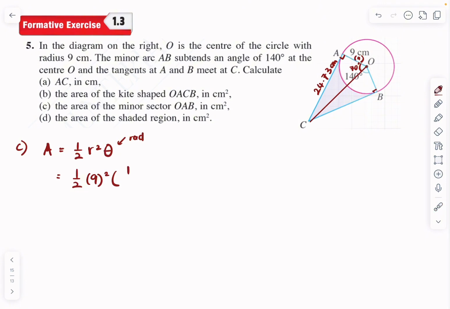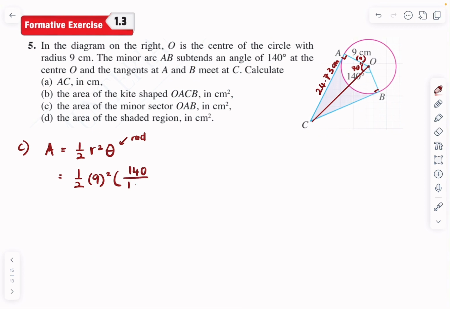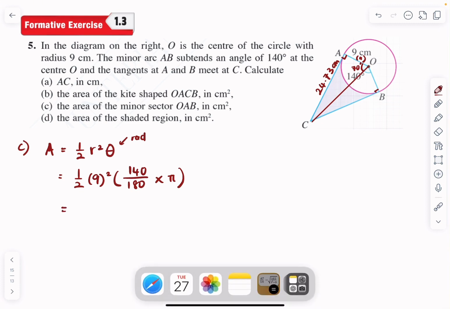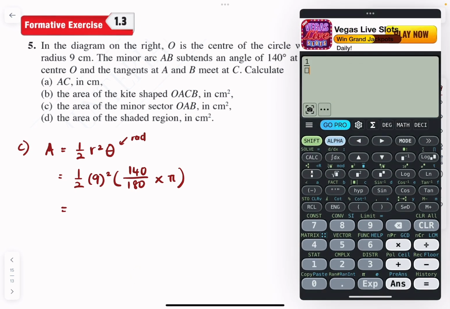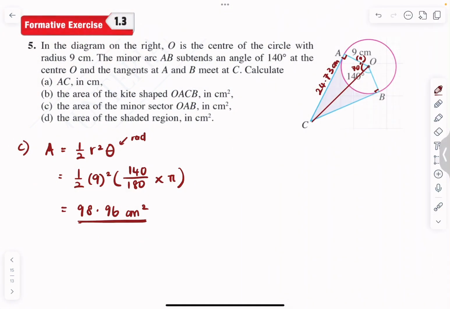So what we do, we change this from degrees to radians. To change to radians, we divide it by 180 times pi. Put inside calculator. 140 over 180 times pi. So we get 98.96 cm square. That's the area of the minor sector.